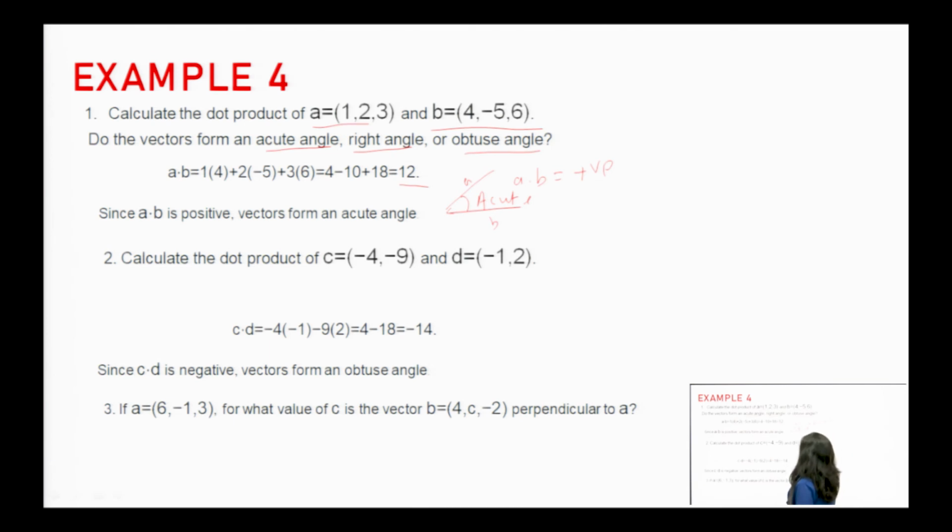Further, if A dot B is negative, then the angle between A and B will be obtuse, and if the value of A dot B is equal to 0, then it means that both the vectors are perpendicular to each other. This is all about the concept of angle between two vectors.